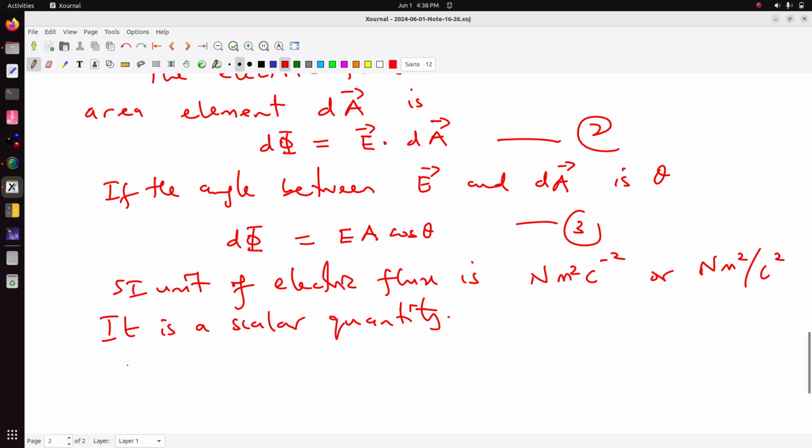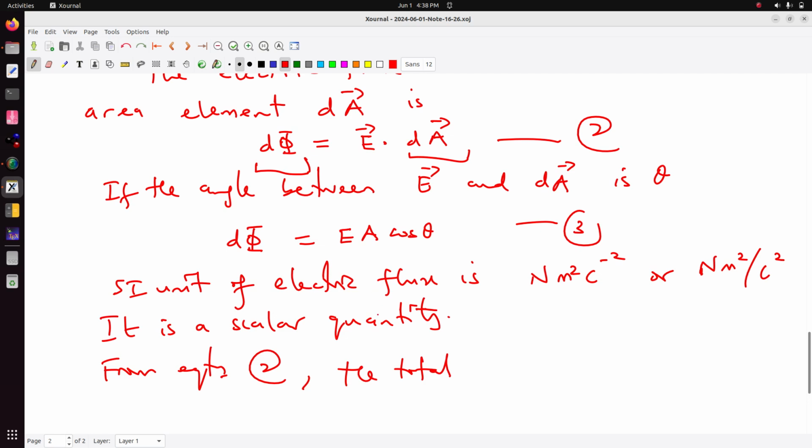Now, this electric flux, if we move from equation 3 or even from equation 2, we want to find the total flux. Okay, let's use equation 2. From equation 2, the total flux, this is just an elemental, this d phi here is for the area element dA.